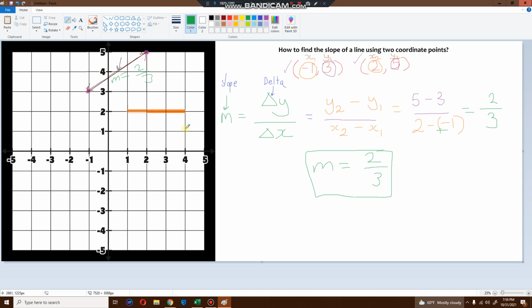And that's basically how you find the slope between two coordinate points. You just have to remember this formula, put in the values in the right spots, and do some simple math. Okay? All right, thank you.